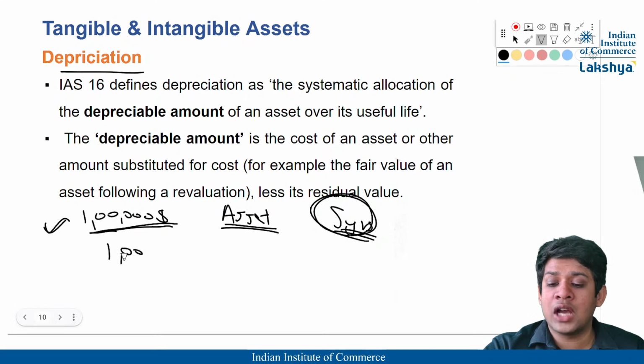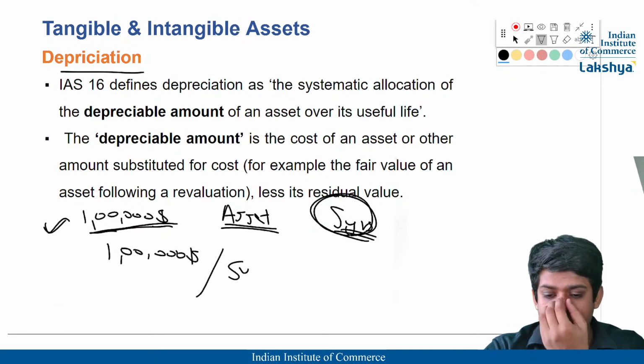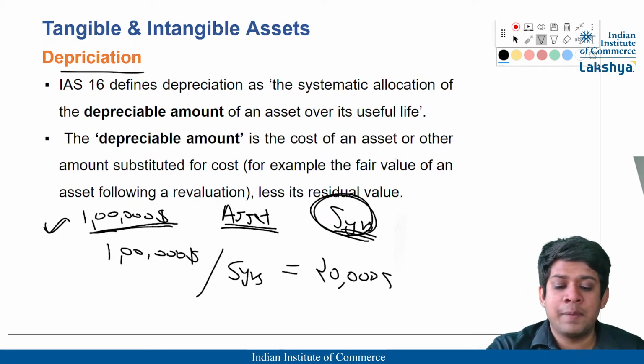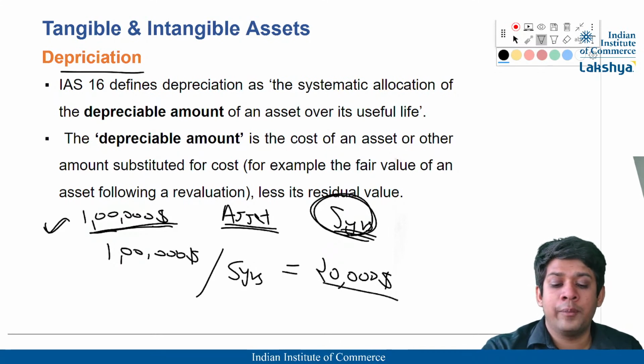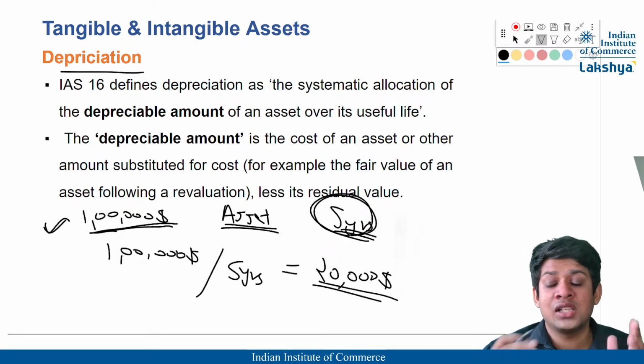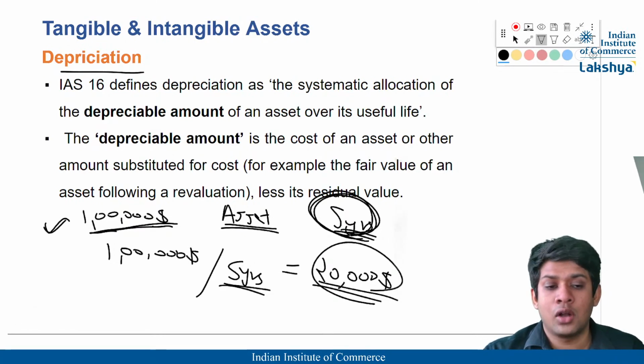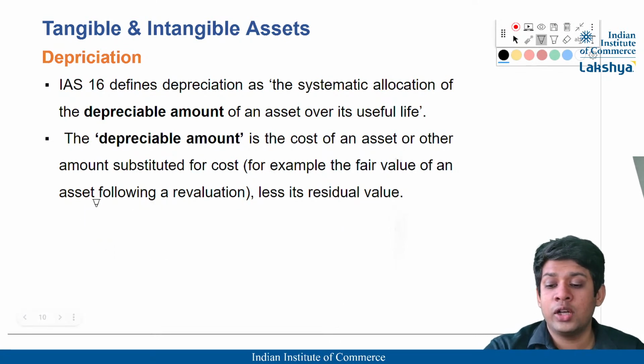So what I'll do is I'll charge depreciation: 1 lakh divided by 5 years of its useful life. 20,000 I will charge as depreciation every year. Depreciation is nothing but a systematic allocation of the depreciable amount of an asset over its useful life. So its useful life is 5 years, and we've systematically allocated by dividing by 5 years, 20,000 as depreciation every year. Right? Depreciation is going to be charged as an expense.